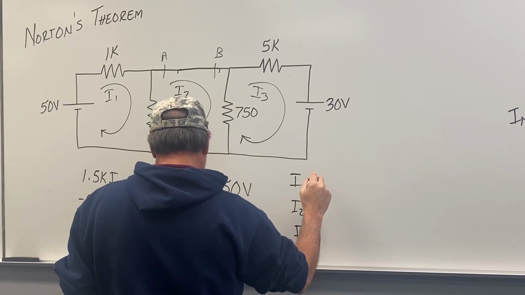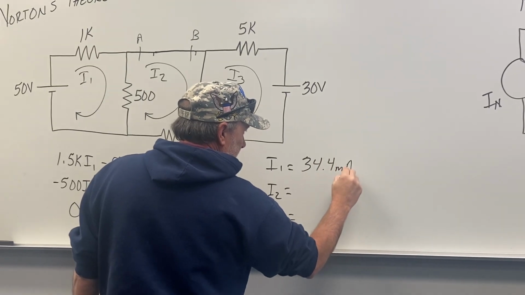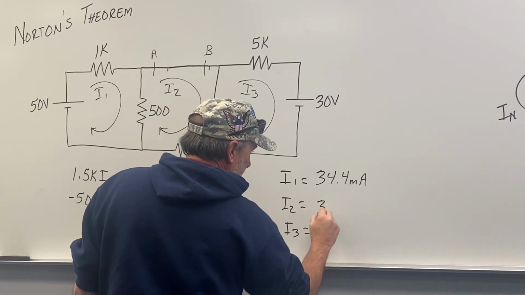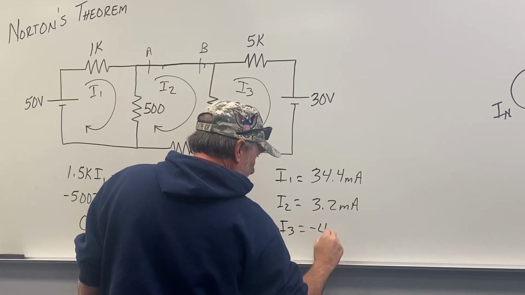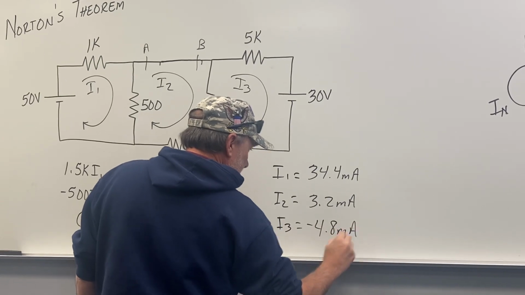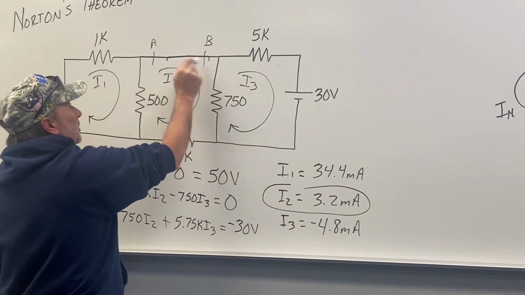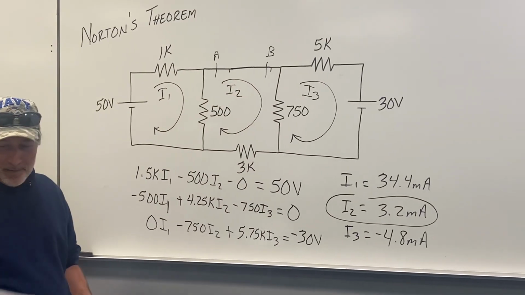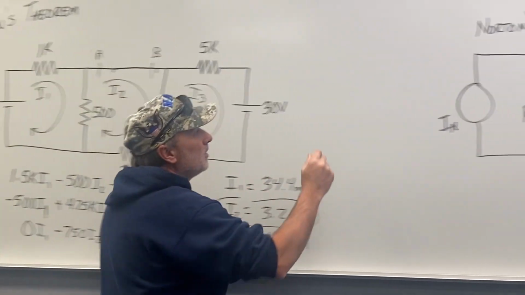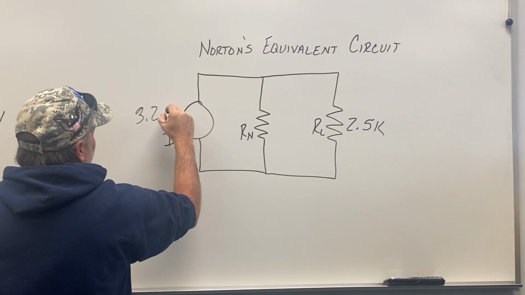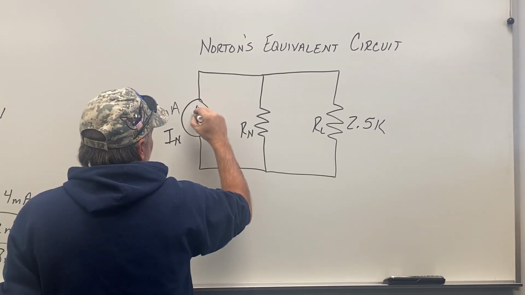I1 came out to 34.4 milliamps, I2 is 3.2 milliamps, and I3 came out to a negative 4.8 milliamps. I don't really care that it came out negative because the only one I care about is I2, because that's the one going between A and B. So that is my I Norton. I'm going to put that over here, 3.2 milliamps. And it is going A to B, so it's positive, so my arrow points up.